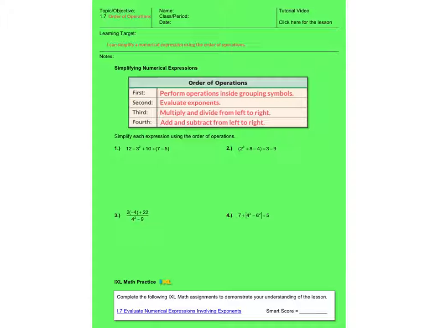Okay, last lesson of the chapter, and it's lesson 1.7, which is on the order of operations. Our learning target is that we can simplify a numerical expression using the order of operations. So this is a pretty basic lesson, and it tends to be a review of stuff you've learned when you were younger, but we're going to add a little part to the end of it.